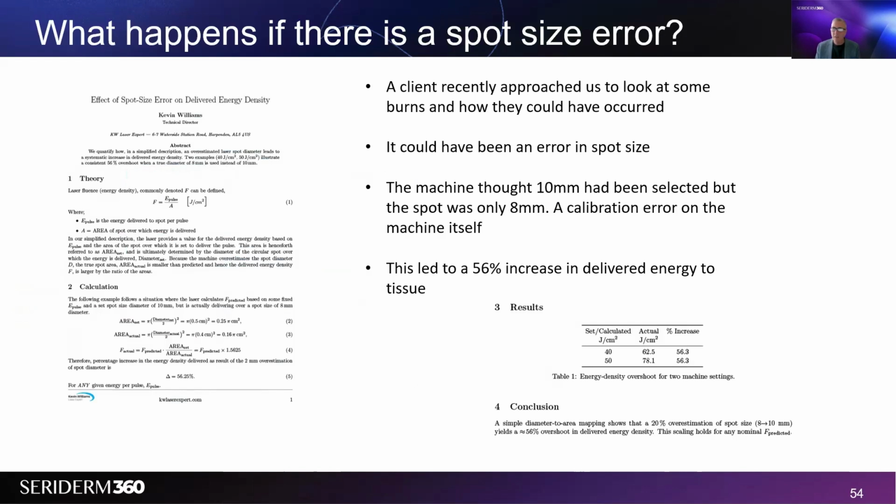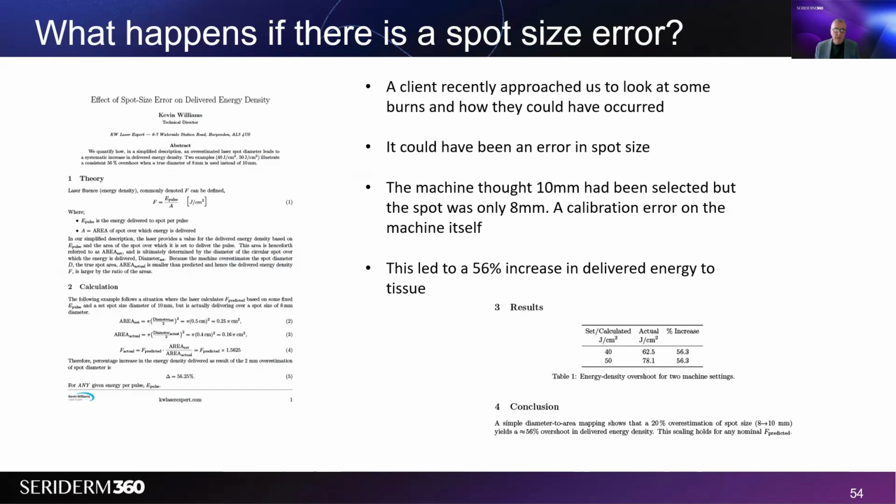I wanted to throw this in. It's something that's new to the course, but I was asked to give a review of a patient that had a burn, okay? And we were trying to look at the different things that happened. So we put this paper together, which is called The Effect of Spot Size Error on Delivered Energy Density. A client approached us to say that they've had this burn, they don't understand what's gone wrong. So this gives you the backstory. The client had about 7 or 8 treatments, and this was the next treatment, okay? And the energy settings they used were really similar.